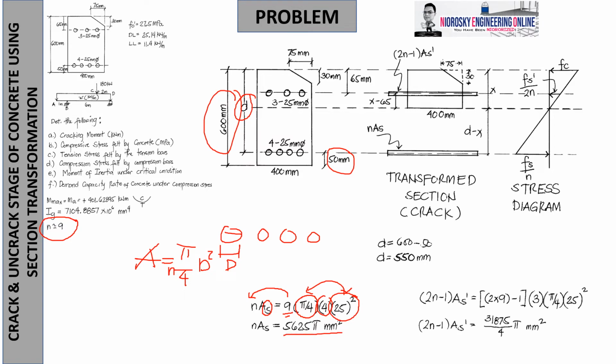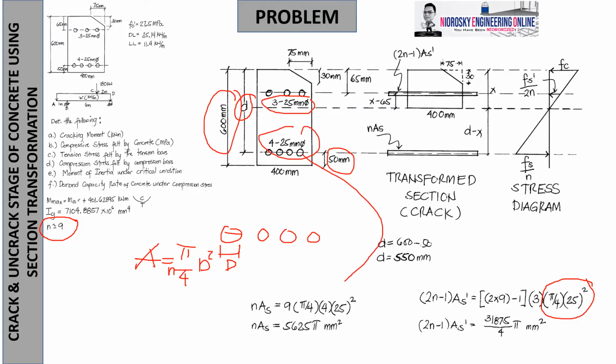Likewise, you're going to do the same. So, ganun din po, 2n minus 1 AS prime, where AS prime is pi over 4, okay, times 25 squared. Kasi yung bakal sa compression mo, 3 piraso na 25 mm squared. Sa tension naman kasi is 4. Kaya nandun yun, okay? Ito naman para dito. So, therefore, we will get 31,875 pi over 4 mm squared. Sinecure ko muna yung value ng pi para medyo conservative sa mga final results.